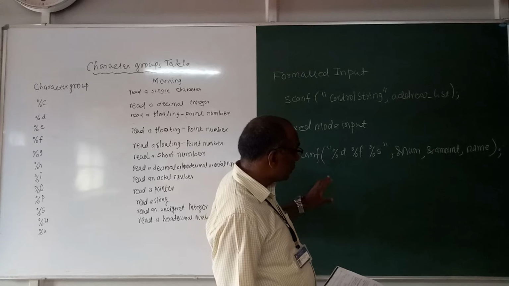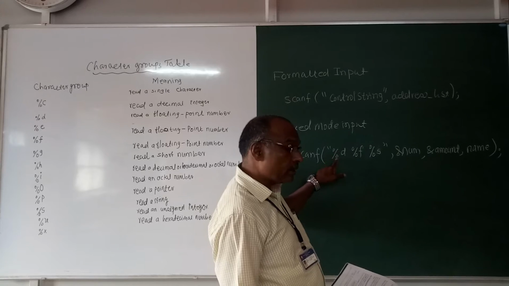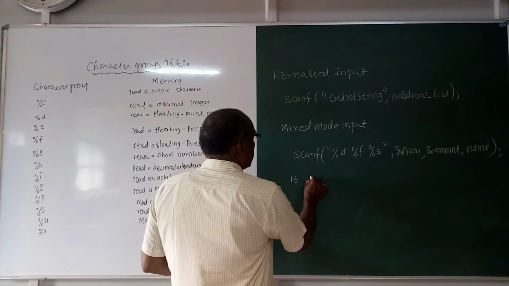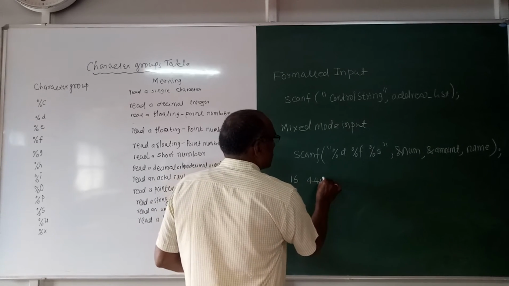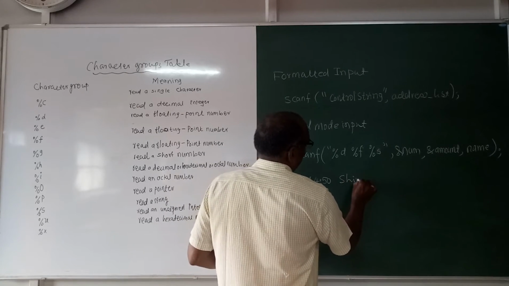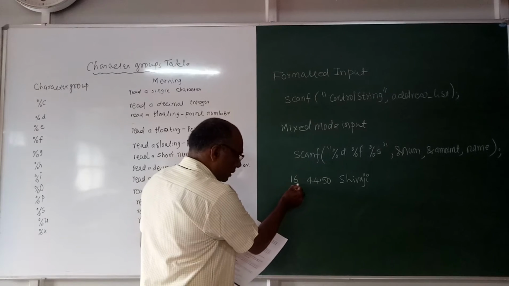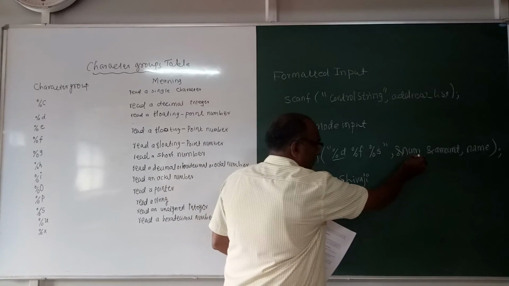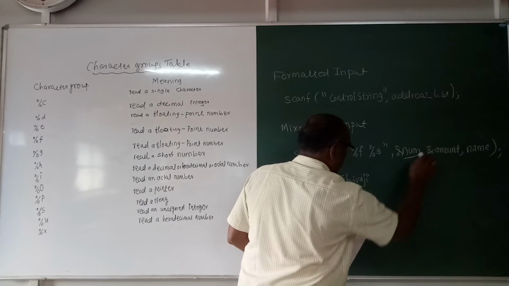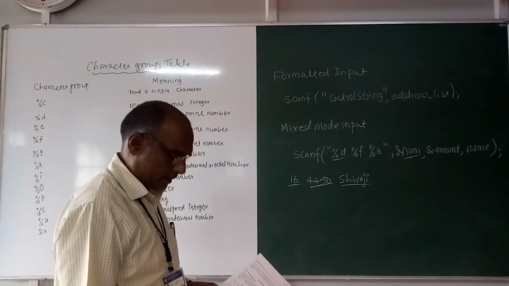Now when you are inputting, you should give the data type. What is the data type? Number should be integer. Say for example, I want to feed 60 and then 44.50, the amount, and the name, say this. This belongs to number. 44.50 is floating point, that is amount. The name we should write here, but that should be declared earlier.